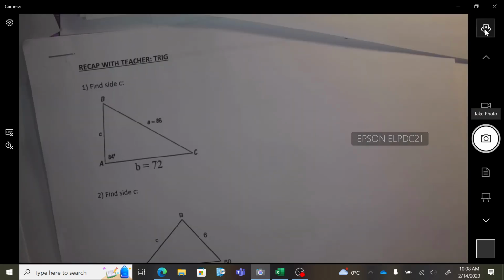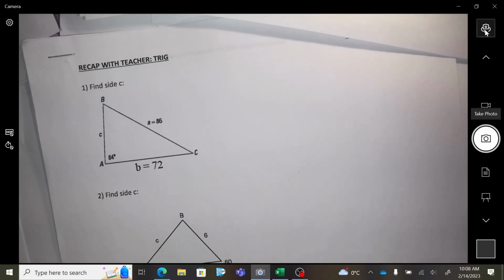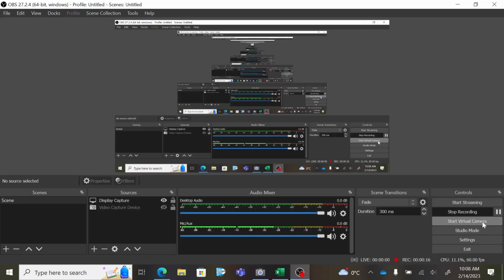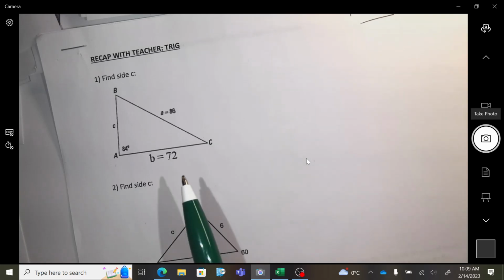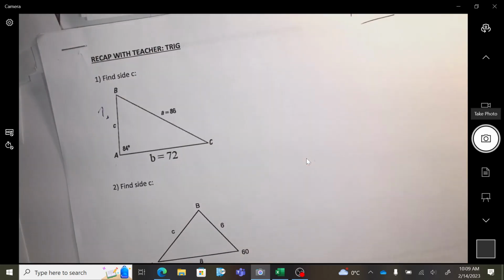I'm sorry. This is what we did last time. Okay, recapping. Is this in the notes? No, it's a paper called the recap. Oh. Okay, finding side C.